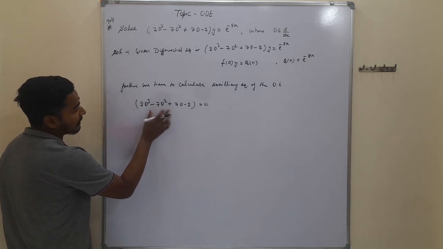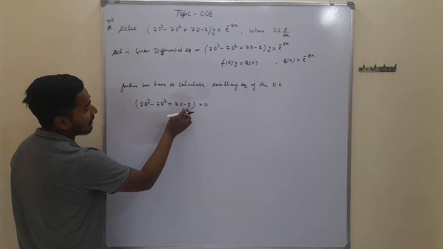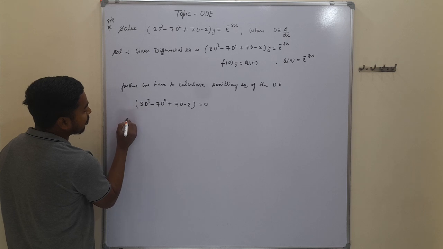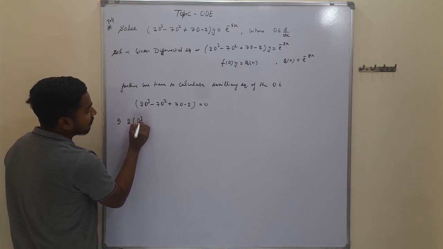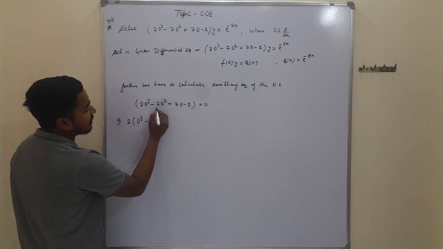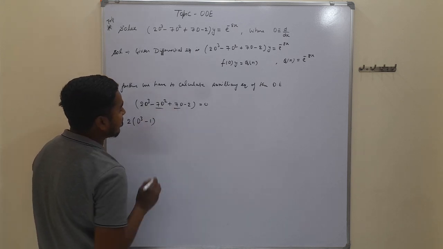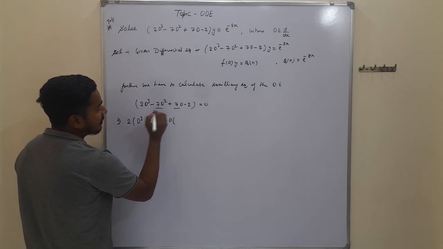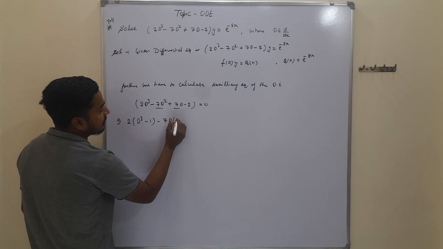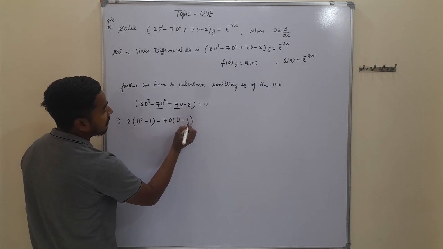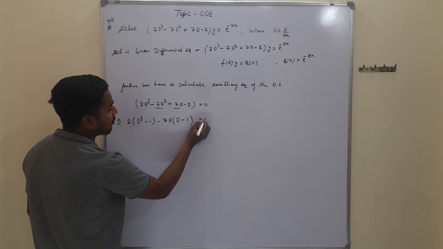We can also take 2D³ and −2 in one bracket. Taking 2 common, this is 2(D³ − 1), and here taking −7D² and +7D, we take −7D common. This gives (D − 1) = 0.